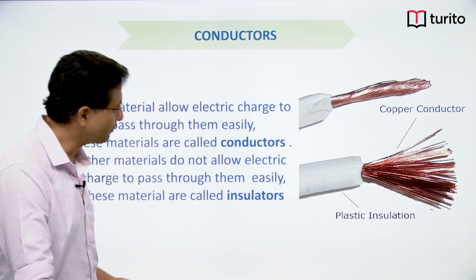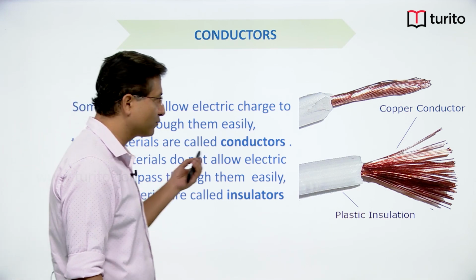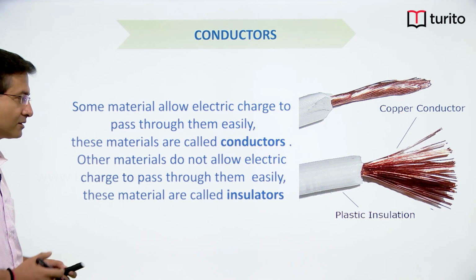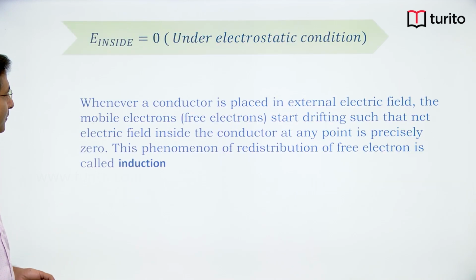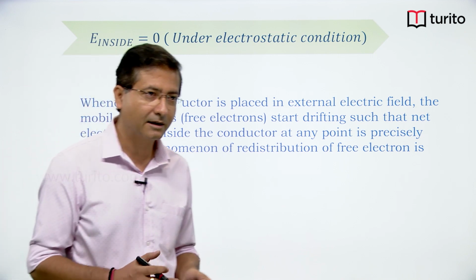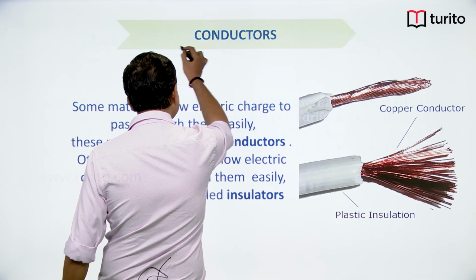So, in our last class we started conductors and we have seen a few properties of conductors. The most important one was that the net field inside a conductor is 0. Conductors are materials which freely allow charge to flow, and insulators are materials which do not allow charge to flow. And this was the first property we discussed, that inside a conductor under electrostatic condition the net field has to be 0.